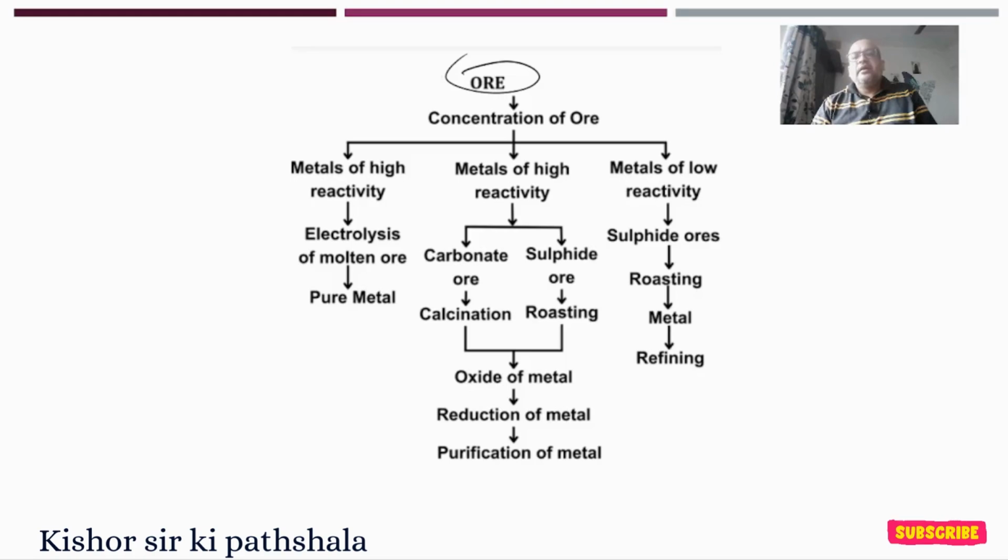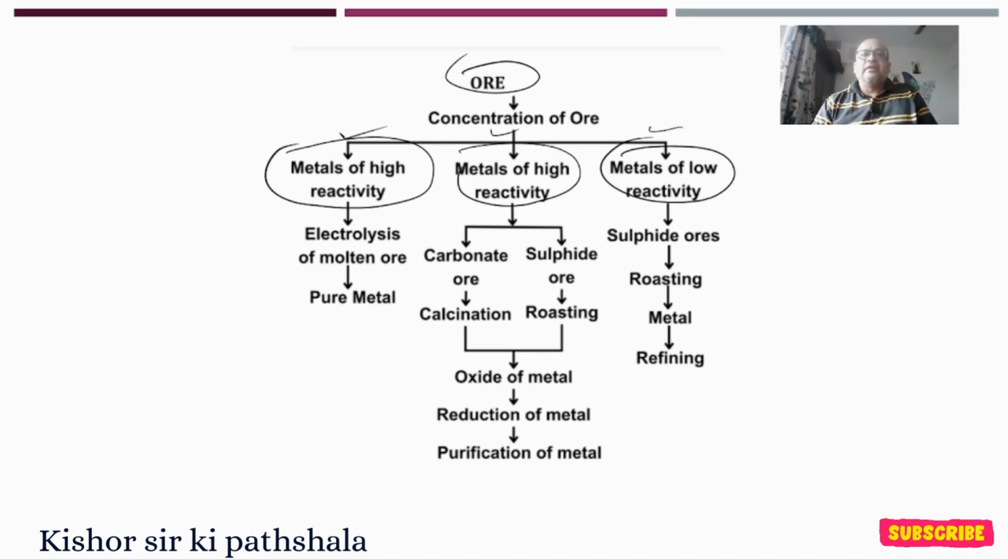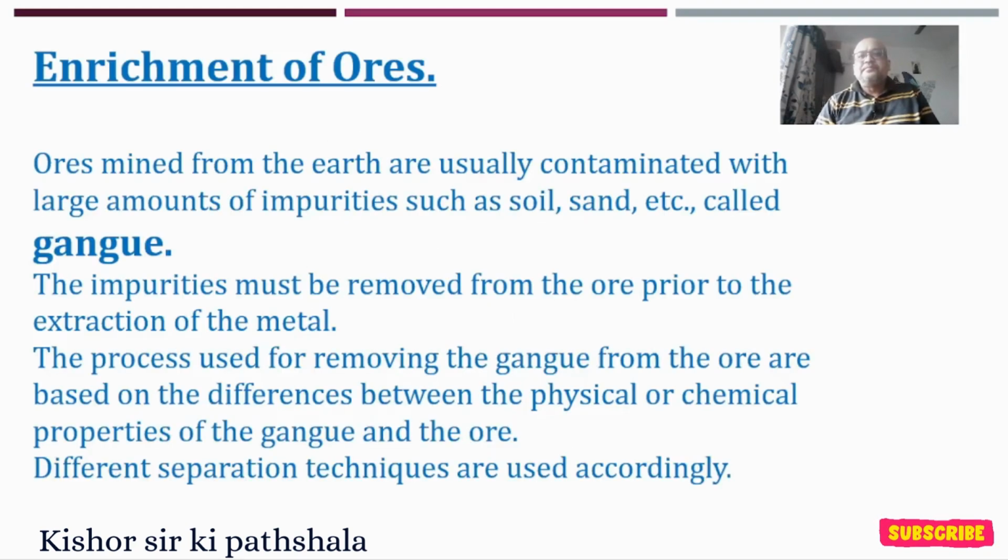And we know that depending upon the reactivity of the metals, the separation techniques are different. So here we have the flow chart, which tells us how these metals are separated: metals of high reactivity, medium reactivity, and metals with low reactivity. So let's see one by one.